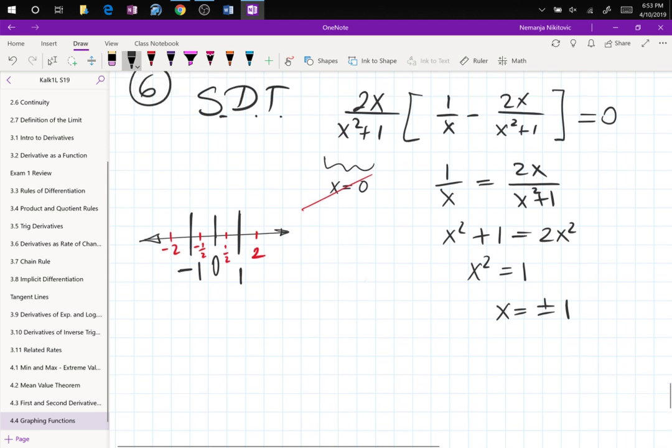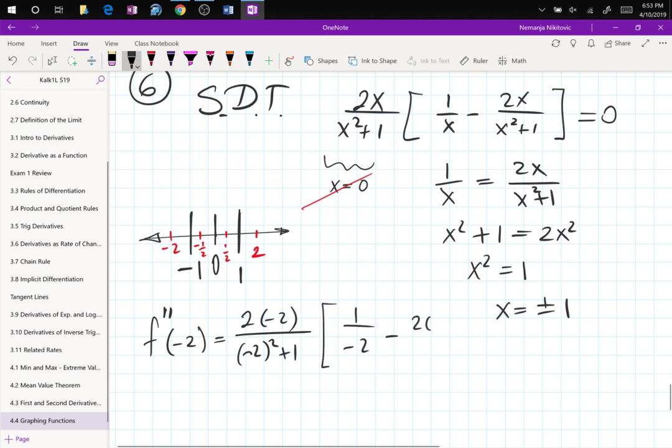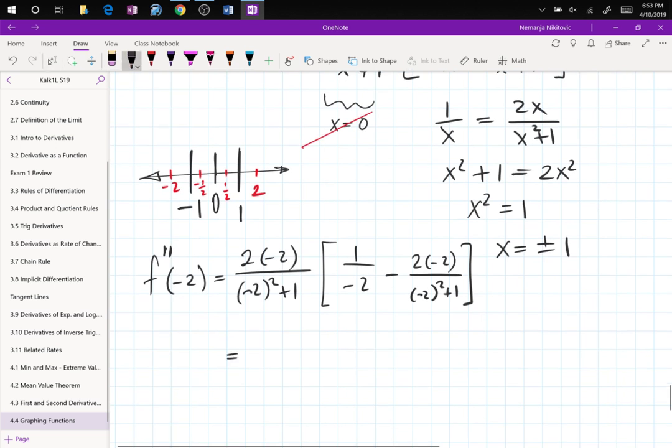Alright, so let's go. Yeah, I'm going to regret this. But such is life. So f double prime of negative 2 is going to be 2 times negative 2 divided by negative 2 squared plus 1, and in the bracket 1 over negative 2 minus 2 times negative 2 divided by negative 2 squared plus 1. Perfect. This is equal to negative 4 over 5.